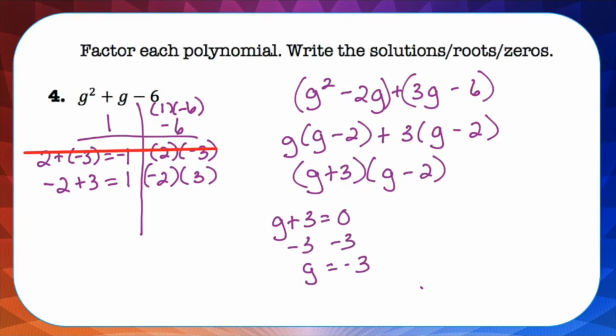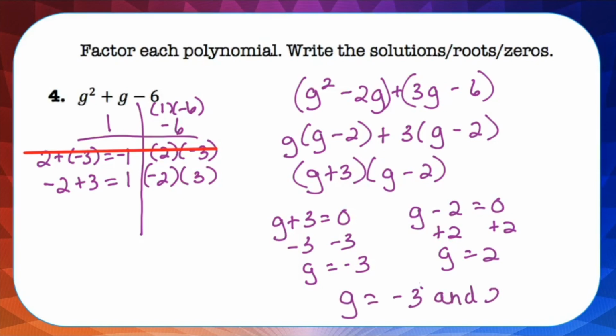So we're going to subtract 3 on both sides, giving us g equals -3, and g minus 2 equals 0. So we add 2 to both sides, giving us g equals 2. So our two solutions are g equals -3 and +2.